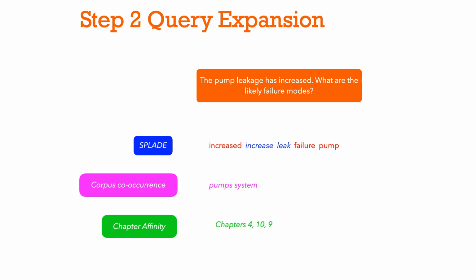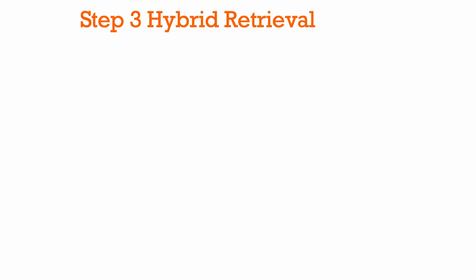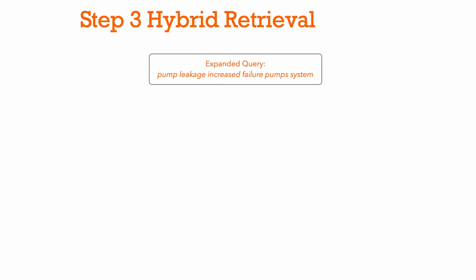The expanded query is now much richer. When we search, we'll find content about pump slippage, internal wear, seal failure, exactly what we need for failure modes. Now let me explain our hybrid retrieval approach. We take the expanded query and run 2 searches in parallel.